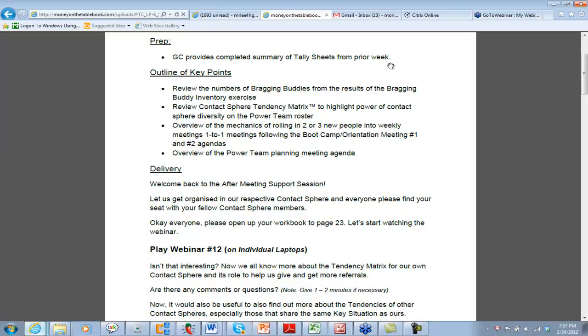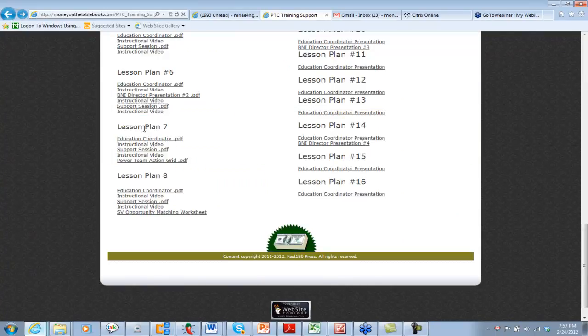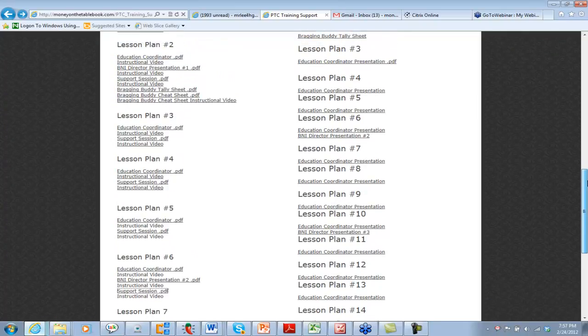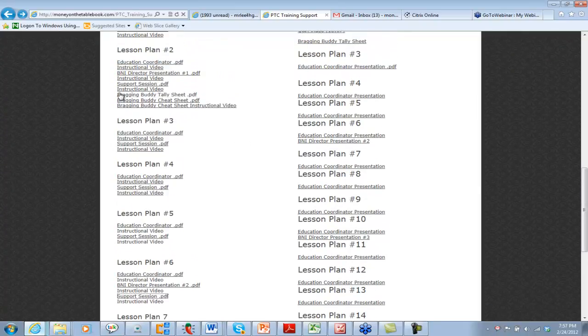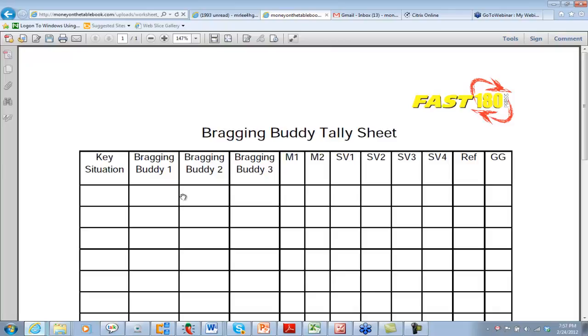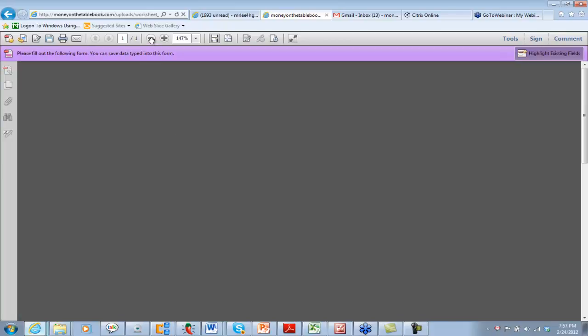sheets. Okay, so does everybody remember the tally sheets? Let's revisit that, shall we? Okay, the tally sheets are posted in lesson plan number 2. Okay, let's have a look at that. I hope you have these documents printed out in front of you, but if not, we'll work our way through this together. Okay, let this load up.